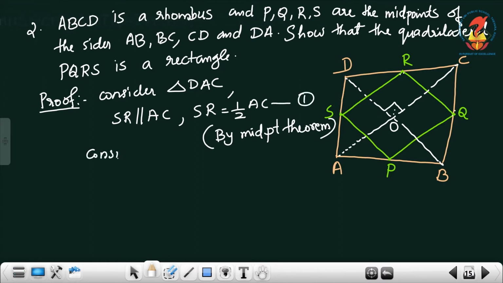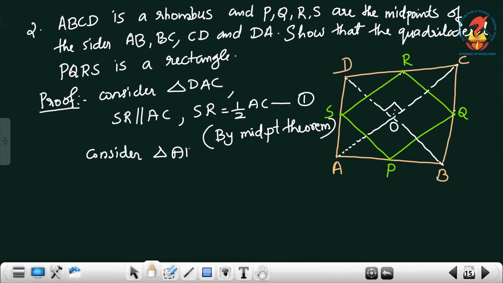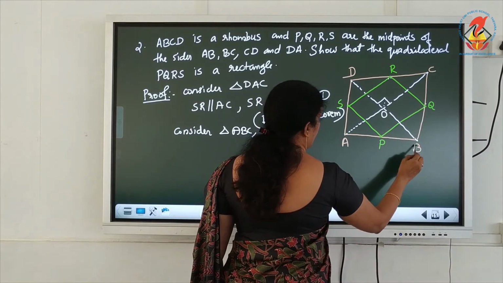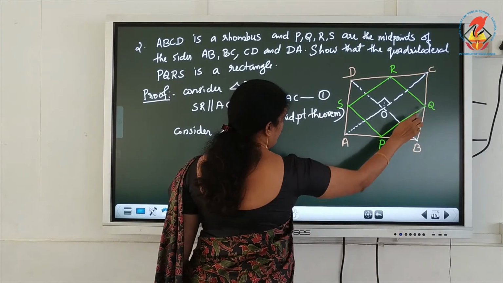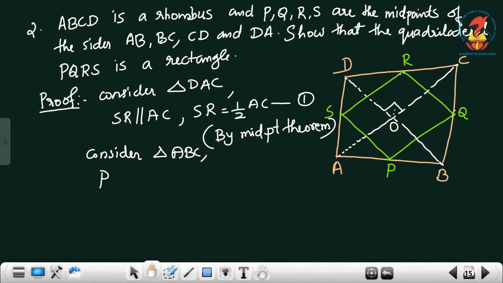Next consider triangle ABC. P and Q are the midpoints of AB and BC. Then we can write by the midpoint theorem PQ parallel to AC, PQ equal to half AC. Okay. PQ parallel to AC, PQ equal to half AC.